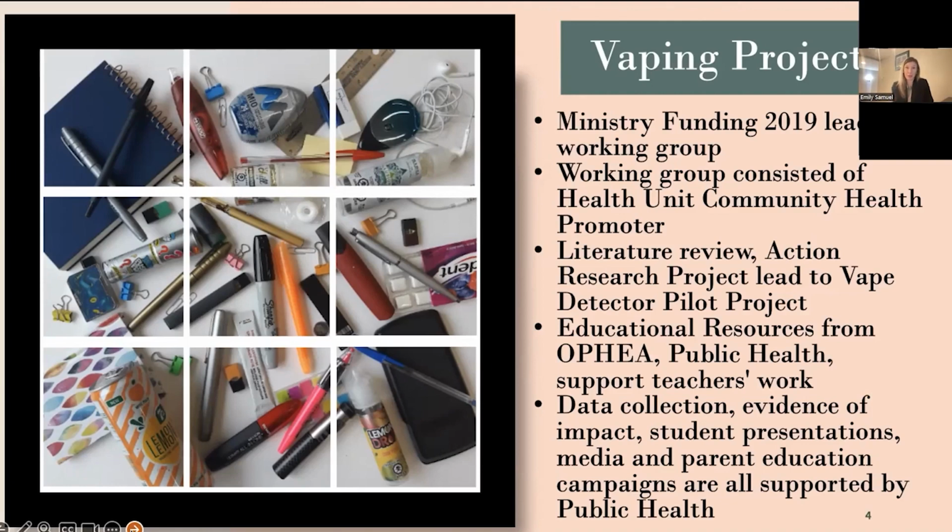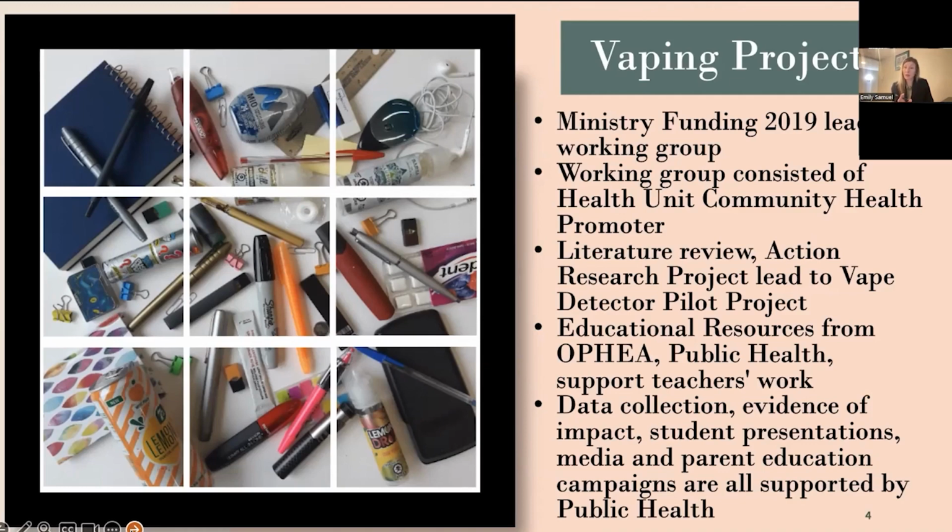and right away we tapped our health unit partner to sit in alongside us on that working group, because we knew they were going to be able to provide us with current, relevant, fact-based information from a neutral standpoint and help us figure out how we were going to help kids reduce their use or quit entirely. So we actually engaged in a literature review. We looked at a number of papers and came up with an action research project plan that was going to take a multifaceted approach to combating vaping on campus.